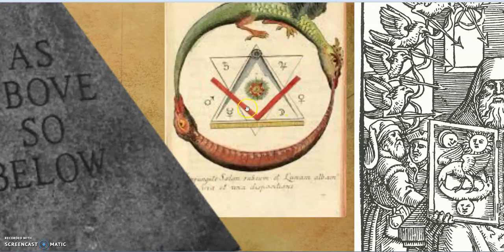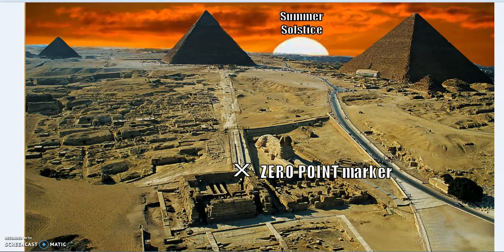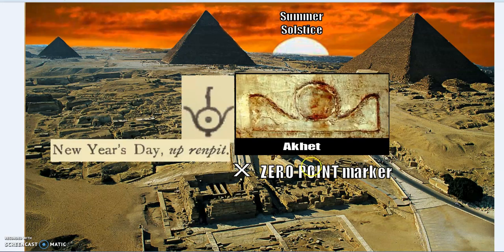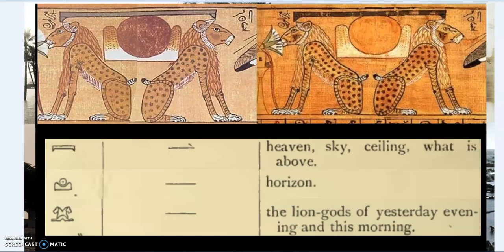Here we see that same image, the compass and the square, and even Hermes are listed above, as above, so below. I've been working on this concept of a zero point marker and the astronomy and the calendar system laid in at the pyramid, and how the summer solstice marks Akhet, the beginning of the flood season, New Year's Day in Egypt, even the symbol for that being the same, just with that palm frond to mark time on the top. The importance of the flood season in Egypt, but also the concept of cycles in time, and this being an important one.